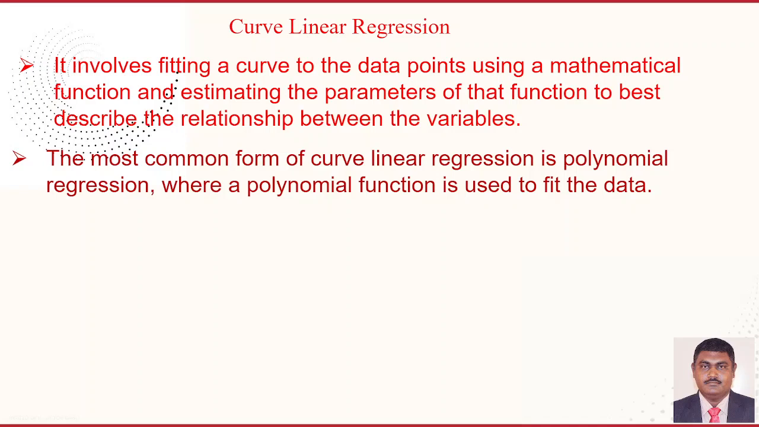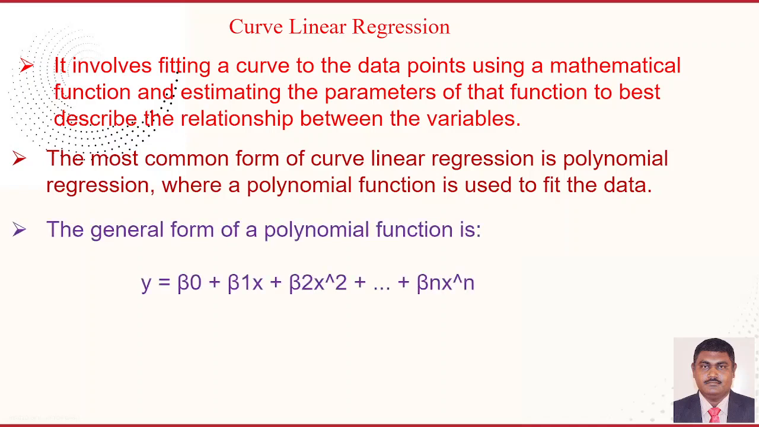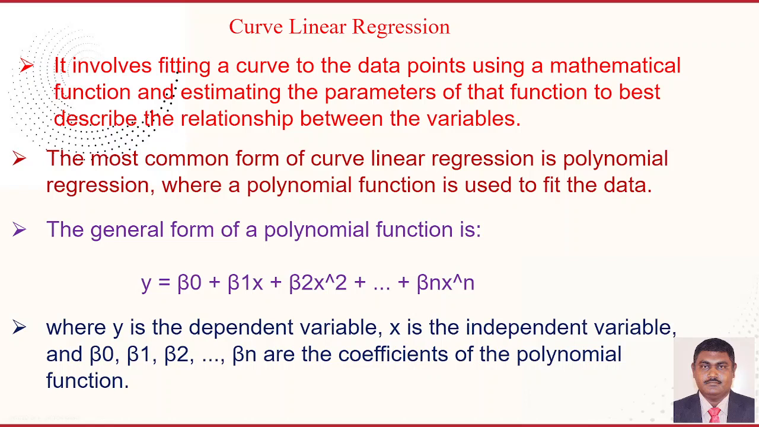The most common form of curvilinear regression is polynomial regression, where a polynomial function is used to fit the data. The general form of a polynomial function is y = b0 + b1x + b2x^2 + and so on, up to bnx^n. Here y is the dependent variable, x is the independent variable, and b0, b1, b2, up to bn are the coefficients of the polynomial function, and these coefficients we can determine directly by using R programming.